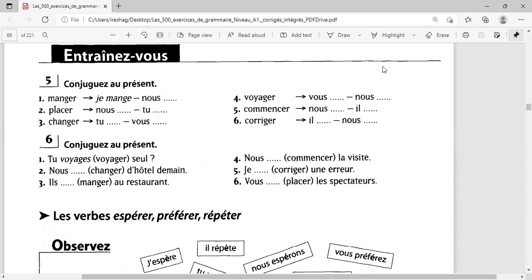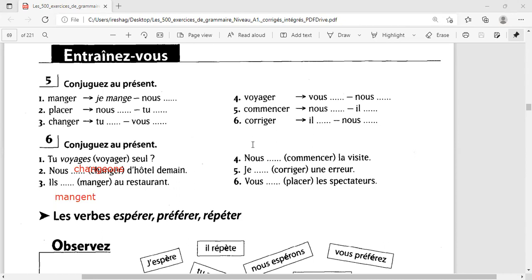Let's discuss number six and move to this. Tu voyages seul is you travel alone. Then nous changeons, we change, nous changeons d'hôtel demain. We change hotel tomorrow. Il mange au restaurant. They eat at the restaurant.